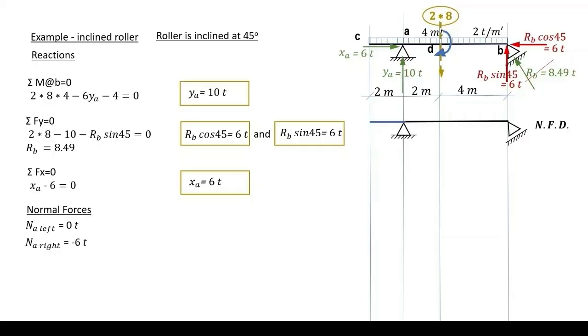Please recall that while plotting our normal forces, we are searching for all forces in the direction of the center line. And it is clear that at A, 6 tons is a compression force and therefore will be plotted below the center line of the beam. No other normal forces are met until we reach B.